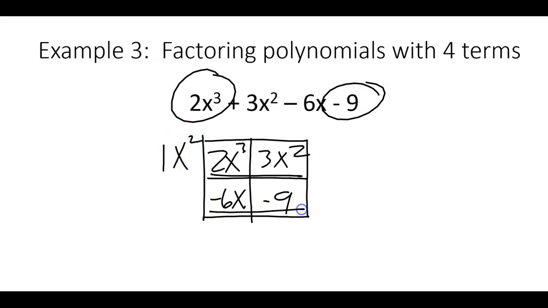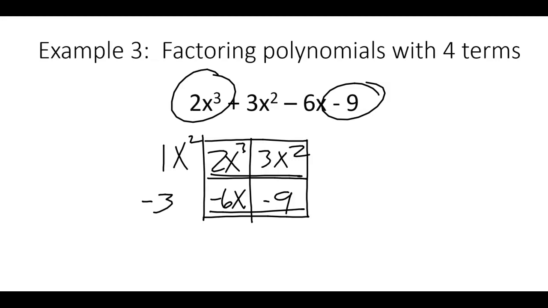What's the biggest thing that these 2 terms have in common? Well, they both can be divided by 3. And they both happen to be negative. So I'm going to take out a negative also. But you can't take any x's out because the 9 doesn't have any x's to give. All right, so I've found the GCF in each row.